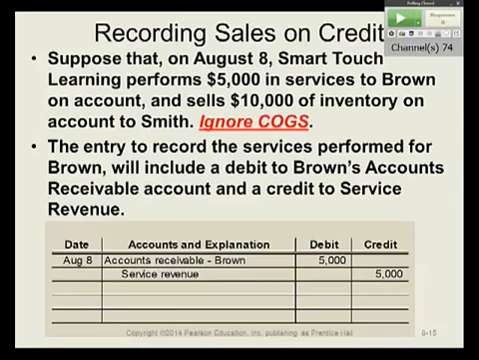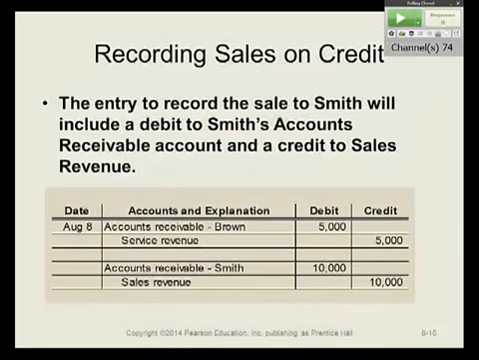Now, that's going to lead us to something that you haven't seen yet, and that's something known as a subsidiary ledger. What we know right now is the general ledger. We'll talk about the subsidiary ledger in a moment. And of course, the sale to Smith is the same thing. We debit accounts receivable and we credit sales, but the debit to accounts receivable now is going to go to Smith's separate account. Now, when we look at the accounts, right now on the balance sheet, you've got accounts receivable of $15,000, but we need to be able to identify the customers that owe us that $15,000.